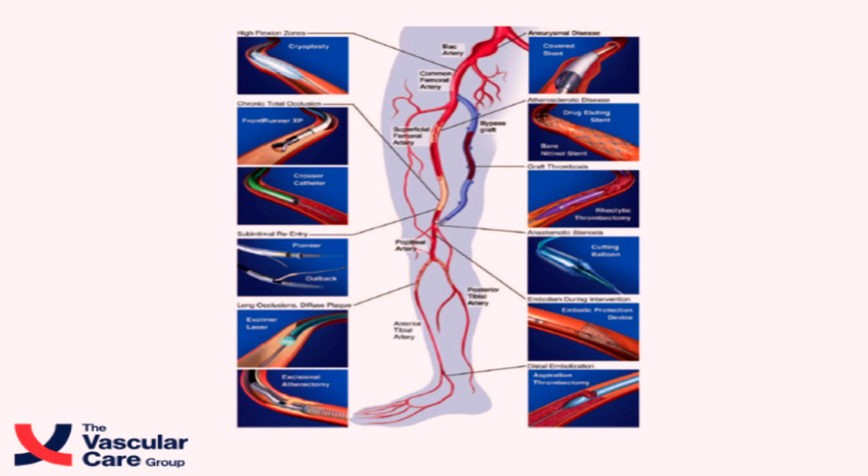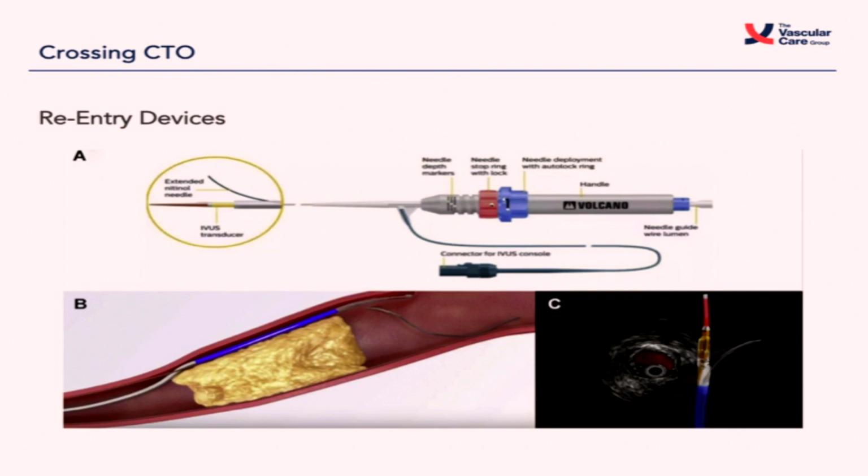So this, for example, is a special device which crosses blockages that are too challenging. So I mentioned that once you get a wire through it, you can fix it. So this blockage is so calcified, so rock hard that a wire wasn't able to go through it. So there's a special device that lets you go around it. And once you get around it, then you can, again, fix it with a stent. All tools you can have in the office.